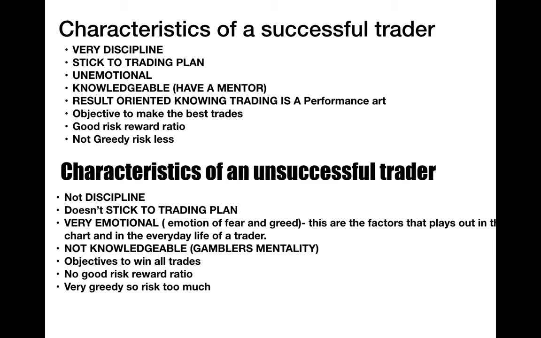Characteristics of an unsuccessful trader. Whenever someone is unsuccessful in a particular field, it is due to some basic characteristics. It's the opposite of the other one. So, no discipline, doesn't stick to a trading plan. Just like we have a business plan where you have set out exactly what you want to do to get to an end goal, it's the opposite now. He is very emotional, not knowledgeable. He's a gambler, and his objective is to win all his trades. That means he doesn't want to see losses. Whenever he sees streaks of losses, it affects his emotion, which will cause problems at the end of the day. He doesn't have a good reward ratio.